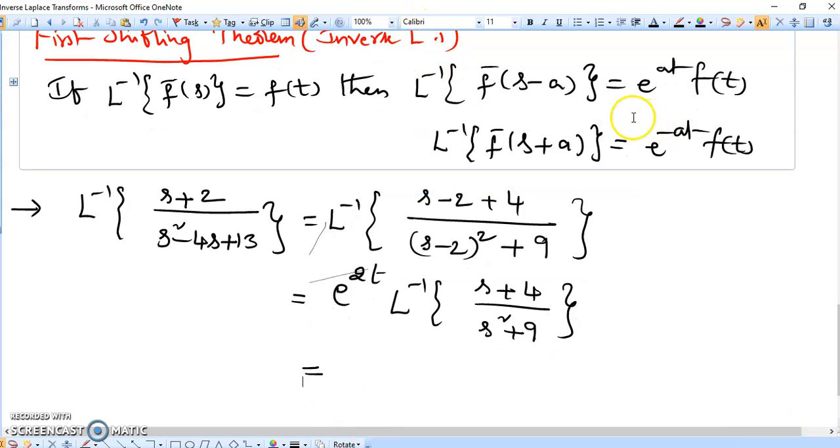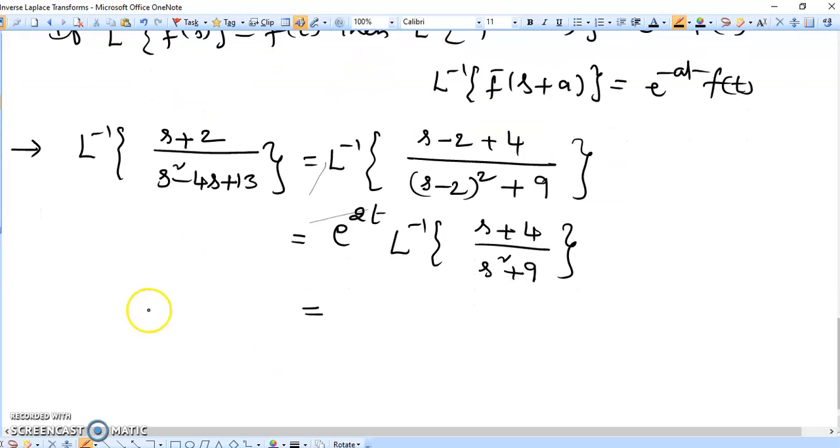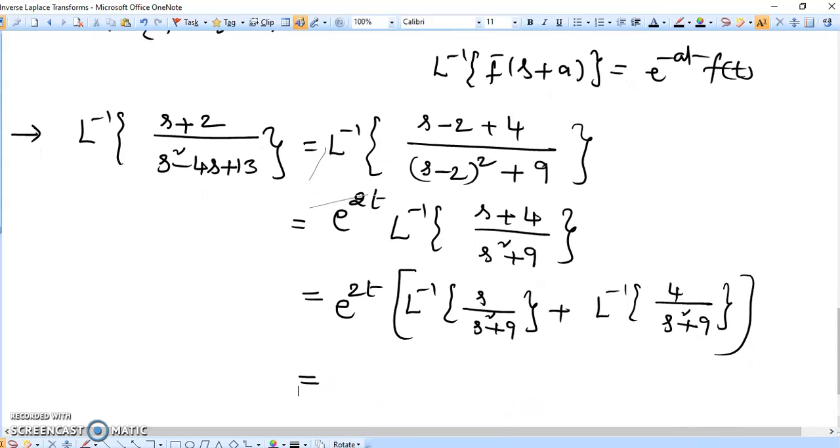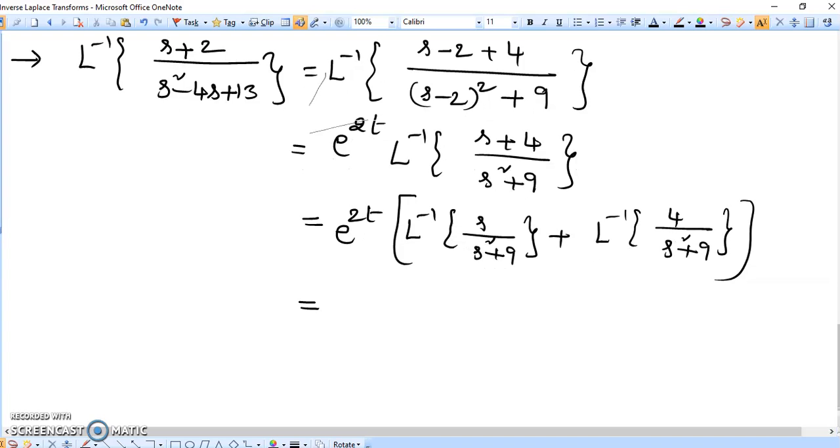So what we did actually here, L inverse of f bar of s minus a is e power at into f of t. What is f of t? L inverse of f bar of s. So s minus a should be replaced with s only. So this gives what for us? E power 2t. Okay, now I'll separate this into two terms. L inverse of s by s square plus 9, okay, plus L inverse of 4 by s square plus 9. Okay, so for both the terms e power 2t is present. Right, now we will apply the inverse Laplace transform, all those standard results to get the answer.